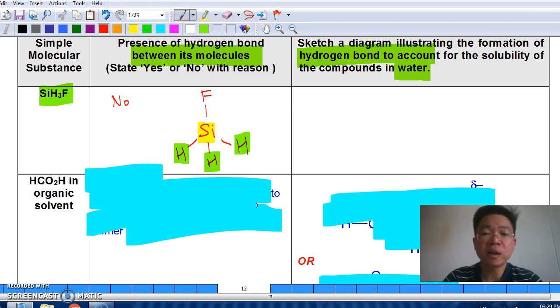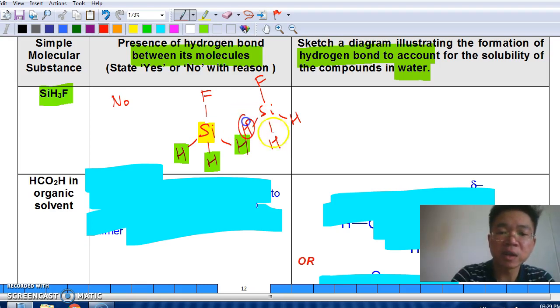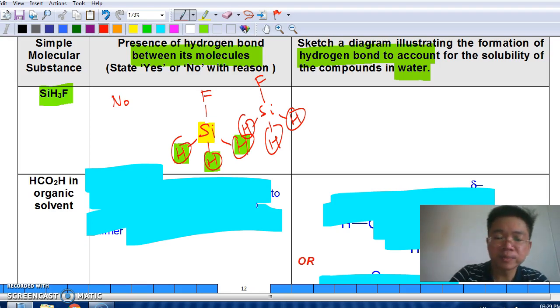That means it cannot form hydrogen bonding with another SiFH3 molecule. It's not able to, because all the H are not able to form hydrogen bonding. Okay, so you can't. Then can this molecule form hydrogen bond with water? Okay, let's try.